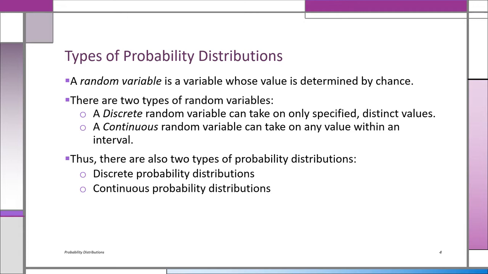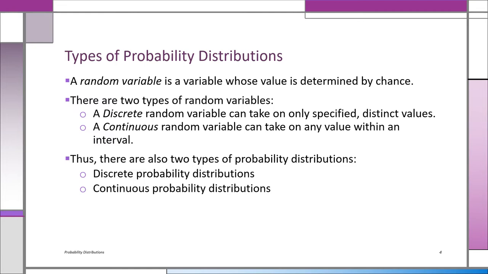The reason is we can't use one for the other. A discrete random variable can only take on very specified distinct values. And a continuous random variable can take on any value within a continuous interval. So naturally, the way we describe the probability distribution is going to be different for these two types of random variables.